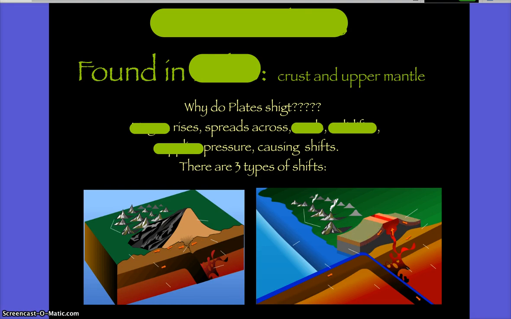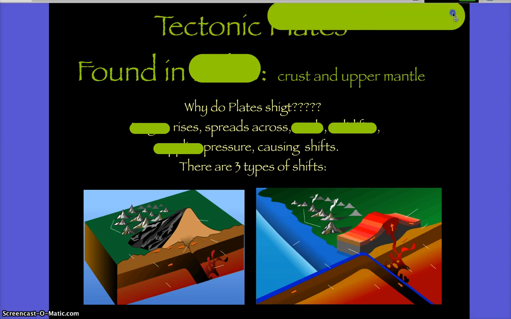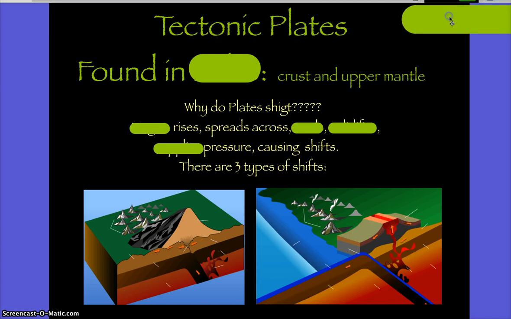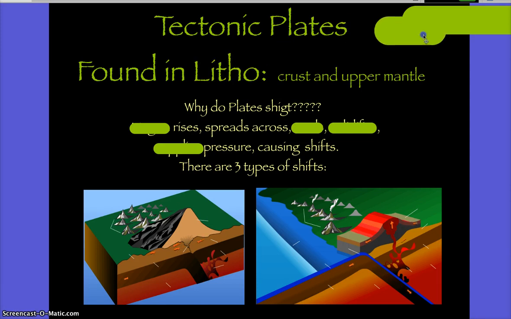What makes up the upper mantle and crust? The lithosphere. Good. And the lithosphere consists of what inside of it? Plates. And that's what we're going to talk about today. We're going to talk about these tectonic plates that are found in the upper mantle and crust. So like you just said, the lithosphere makes up the upper mantle and crust.